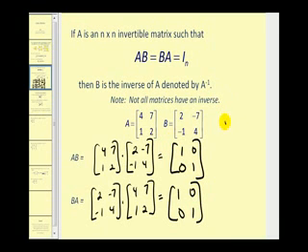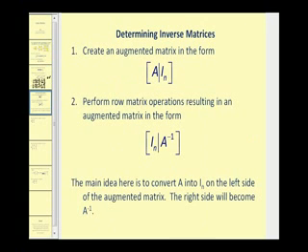So what that means is that matrix B is actually the inverse of matrix A. So now what we'll do is take a look at how we find the inverse of a given matrix. And we're going to use augmented matrices to do this. So what we're going to do is create an augmented matrix in the form of matrix A on the left and the identity matrix on the right.